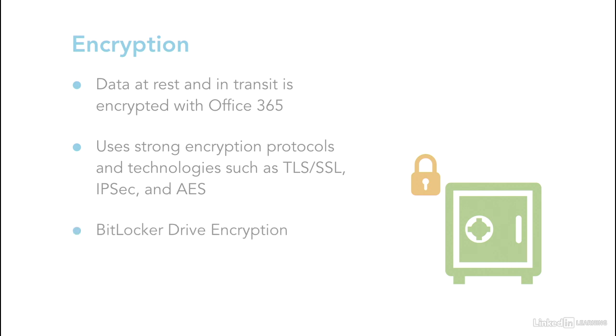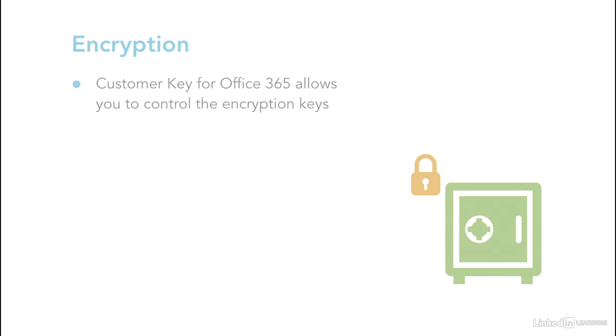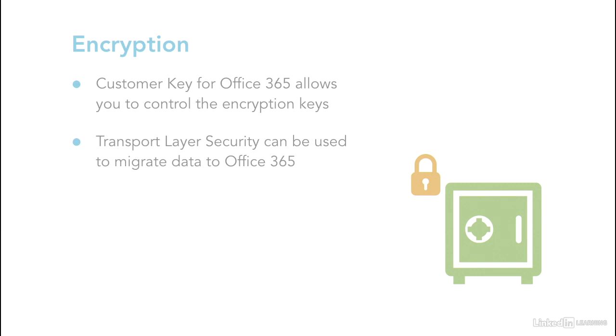BitLocker Drive encryption is also used for securing data held in Microsoft data centers, and it can also be used on Windows computers and tablets. With Customer Key, you can control the encryption keys that are used to encrypt your Office 365 data at rest in Microsoft data centers. And if you're transferring large amounts of data to Office 365, such as during a migration, you can request to set up a dedicated TLS channel between the endpoints so that the data can be transported securely without being accessed by a man-in-the-middle attack.